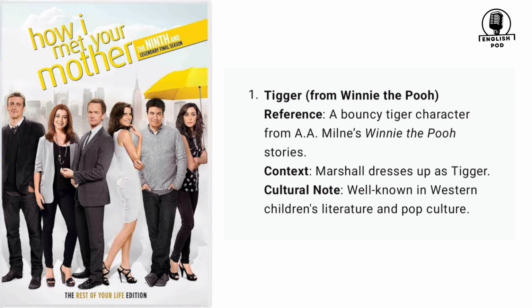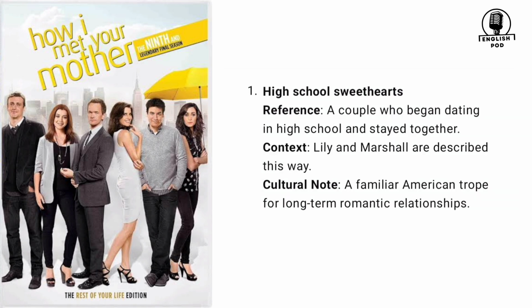Exactly. Everyone loves Tigger. Okay, and last but not least, we have Lily and Marshall, who are the classic high school sweethearts. Yes, another classic trope. It's like this ultimate ideal of long-lasting love, you know? Starting young and staying together forever. Yeah, it's super romantic and sentimental. And it's definitely something that pops up a lot in American stories. Absolutely. It's a big part of our cultural understanding of romance.